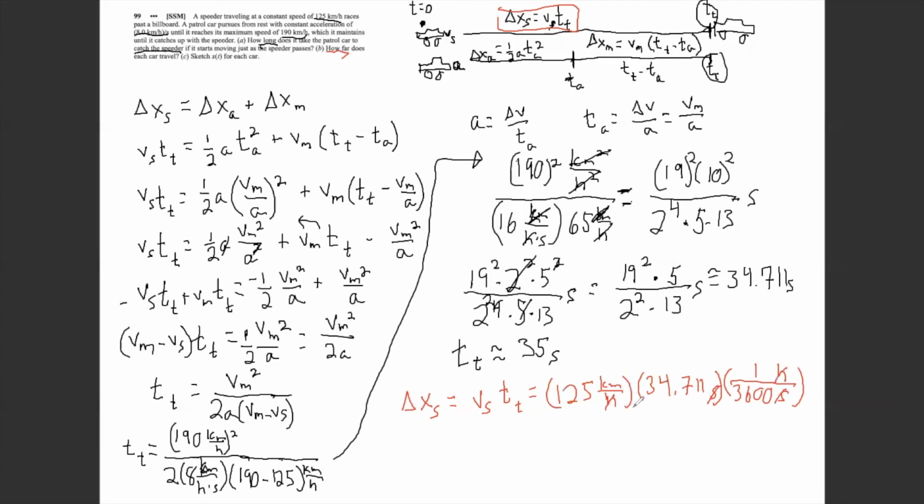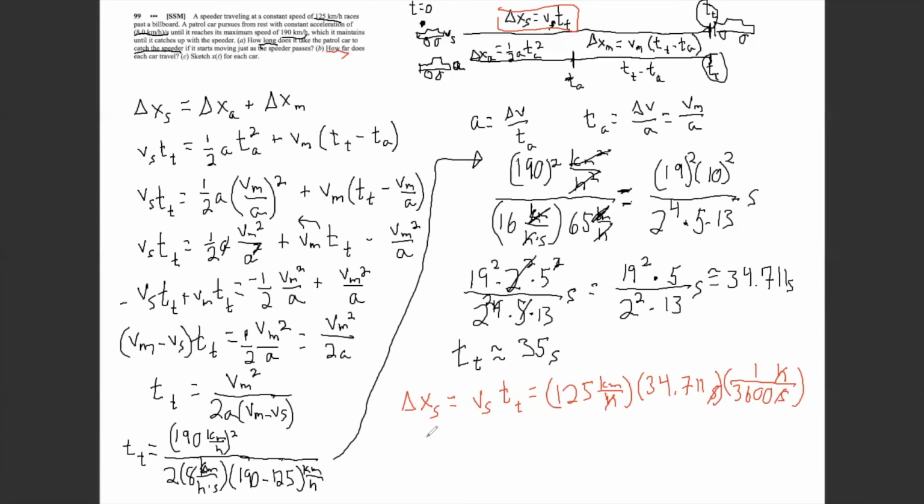Of course, we could also convert it into meters. All right, maybe we'll do that at the end, depending on the size of the value we get. Okay, so that's going to be 34.711 times 125 divided by 3,600.